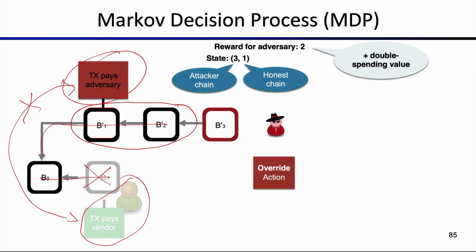But what you can see is that here we have a state space, right? This is like 3-1 in this particular case. We have an action space. So we had the action override, for instance. The adversary could have also waited.